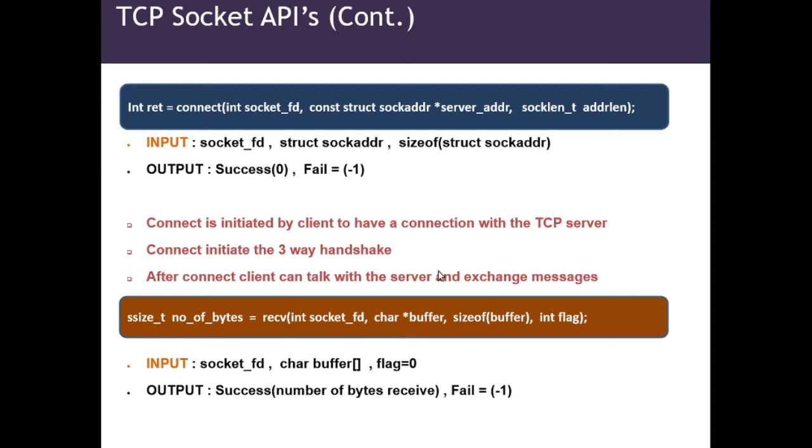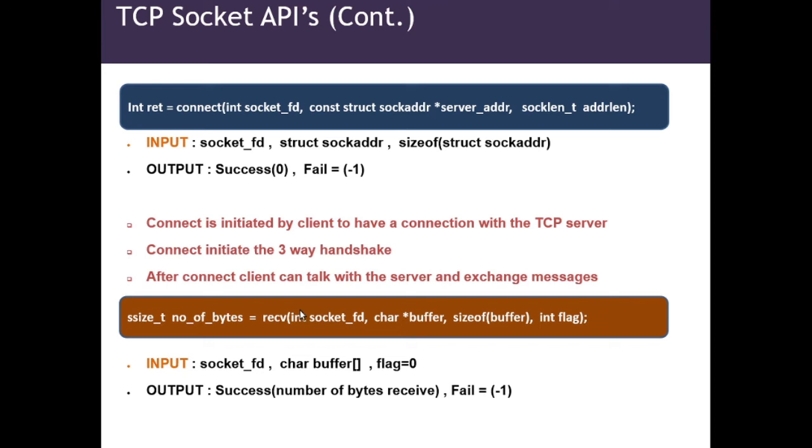For exchanging messages with the server, there are a few system calls. This is the receive system call. It is used to receive a message from a client or server, so it can be used in both. The first parameter is socket_fd, the file descriptor from which we want to receive or send data, and then we have the buffer. The message received by this call will be saved in this buffer, and then we have the size of the buffer, and then the flag.